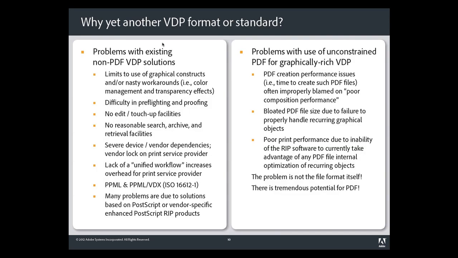The types of problems we had with the other solutions for variable data publishing were that typically they didn't support the entire imaging model, you couldn't preflight the content, they had no touch-up facilities, no archiving capabilities, and vendor dependencies. You'd go to a particular vendor and they'd lock you into their solution so you couldn't go someplace else. There was also a lack of unified workflow. You had to do something different for variable data publishing than for traditional printing, and that costs you money.